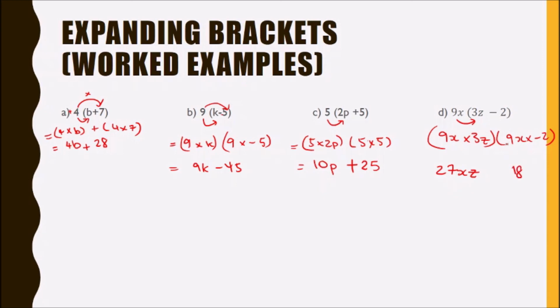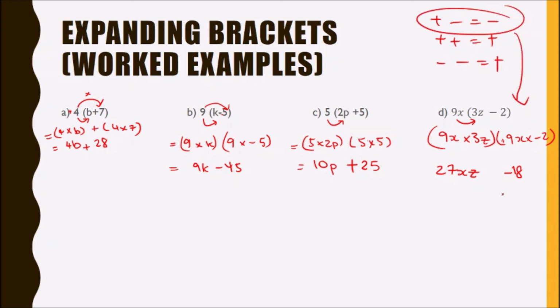Positive, because there's an imaginary positive here. I know it's positive. I could write one there to help you. Positive and a negative is a negative, because of our rule: positive times negative equals negative, positive times positive equals positive, and negative times negative equals positive. So using that, we know that it's negative 18 and the coefficient x. So if I was to rewrite that nice and neatly, it would be 27xz minus 18x.